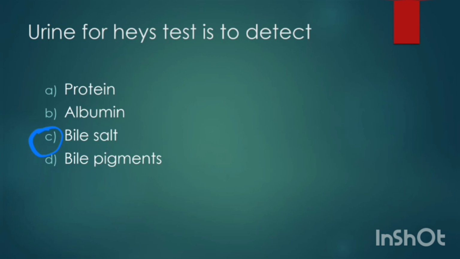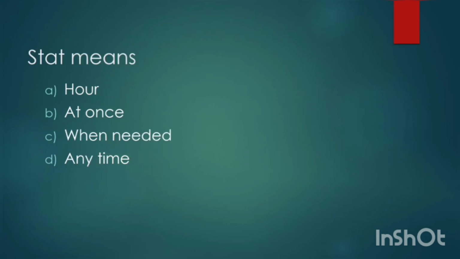And for detection of the bile pigments, we do Gmelin test and we do Fouchet test. So for detection of the bile salts, the test is Hay's test, and for determination of bile pigments, the test is called Fouchet test or the Gmelin test. Stat means at once.